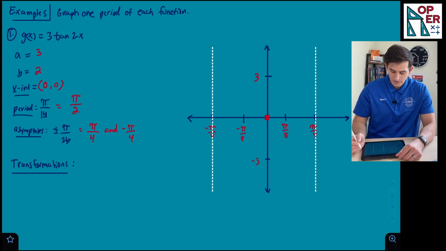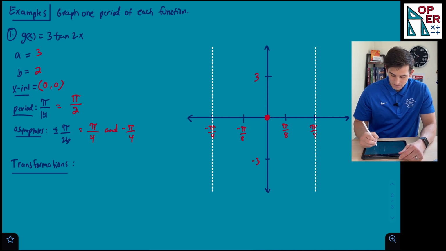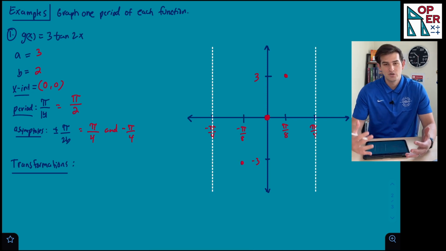And so now we want to identify our halfway points between our x-intercept and our 2 asymptotes, and that would be at positive and negative pi over 8. And so now we can graph our point up here at positive 3 and also our point down here at negative 3. So now we just need to draw our graph in here.